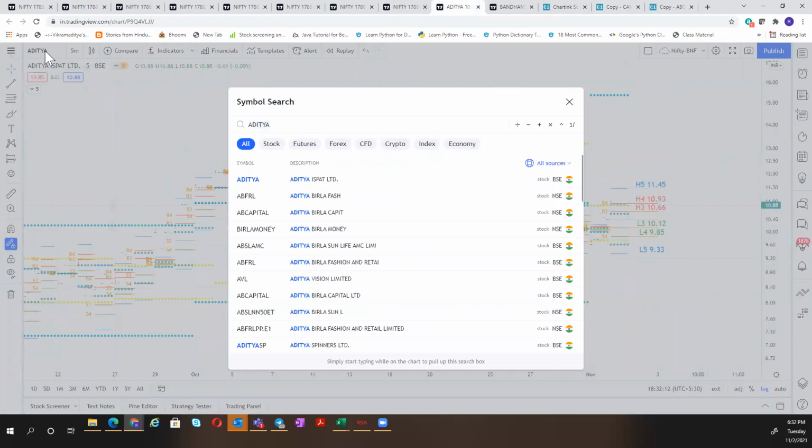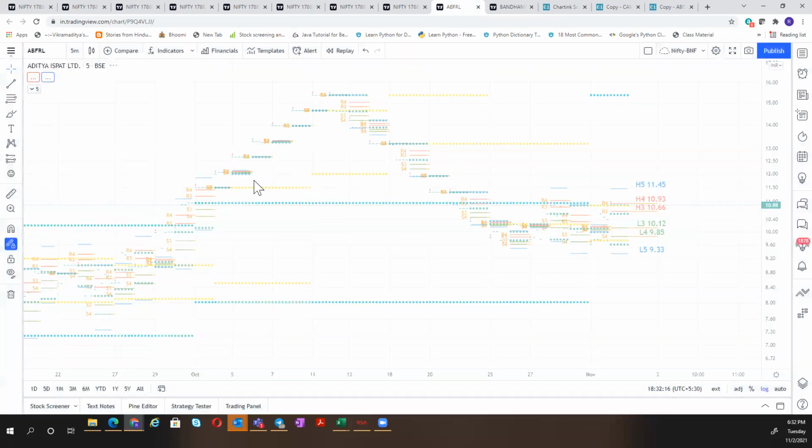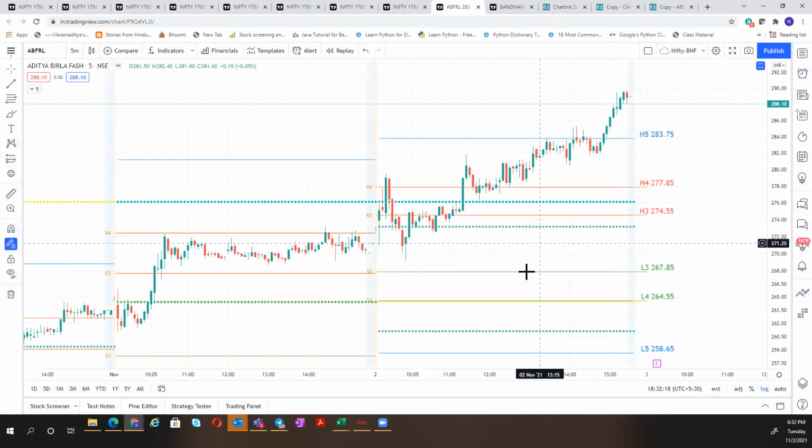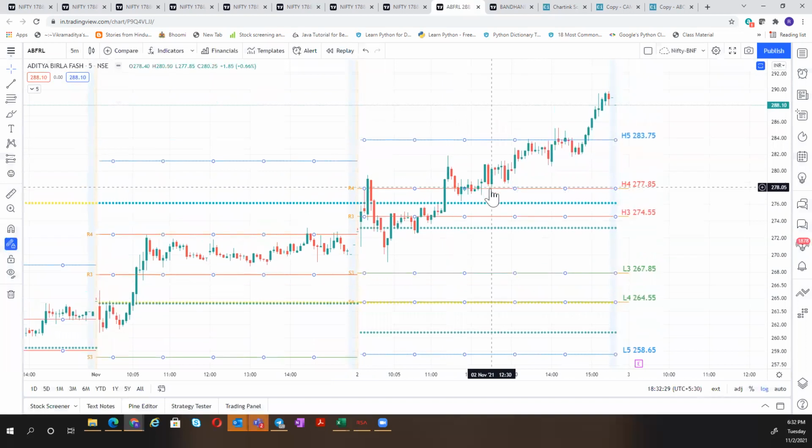ABFRL, sorry. R3 is a sell zone, but somewhere in yesterday's congestion zone, it takes support. R4 is broken. R4 acts as support. See how it goes. H5 and below is a true breakout. You just went berserk.